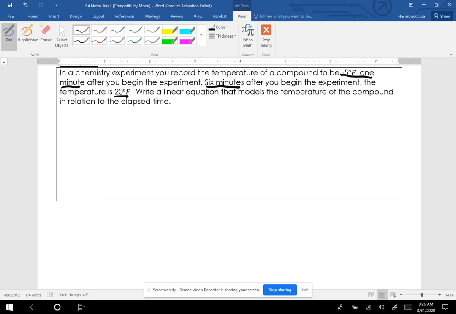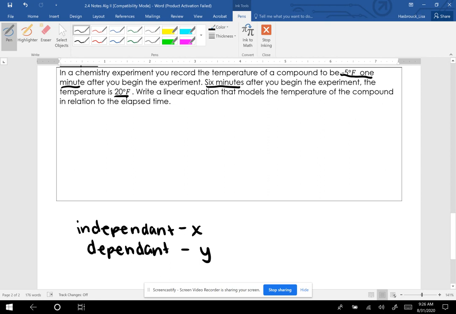And it looks like the temperature is dependent upon the time. So if you recall from a previous section, we have independent variables. And we have dependent variable. Remember, the dependent variable is y, the independent is x. So since the temperature is dependent upon the time, the temperature is the dependent variable, it's the y. So I'm going to make a little note here that y is the temperature, which means x is the time.